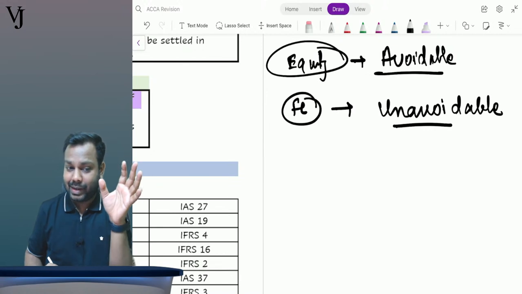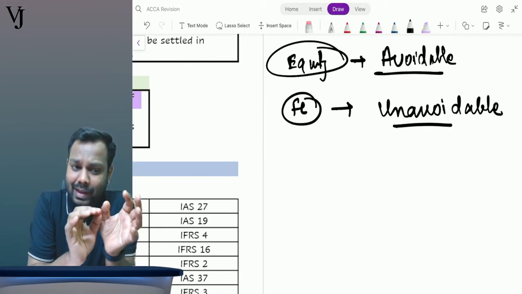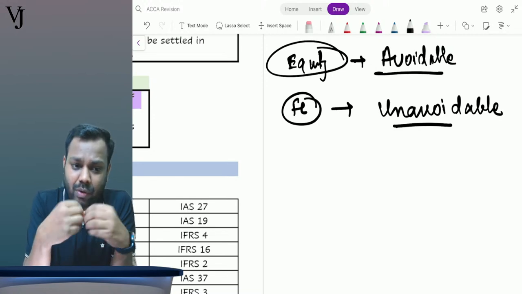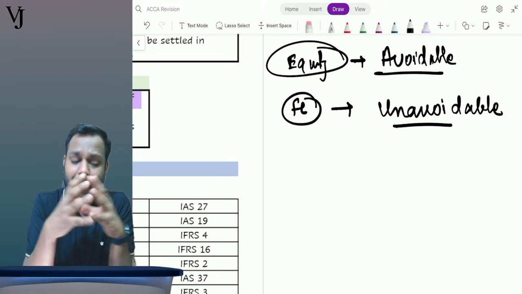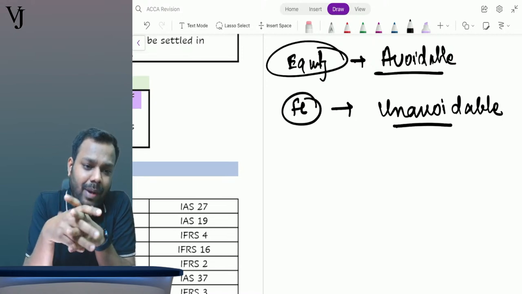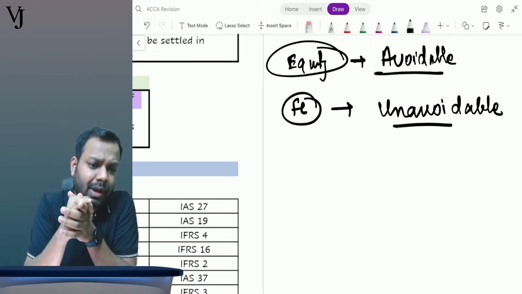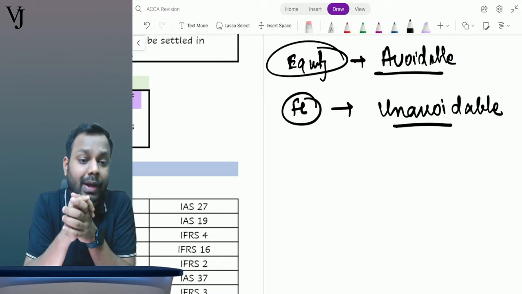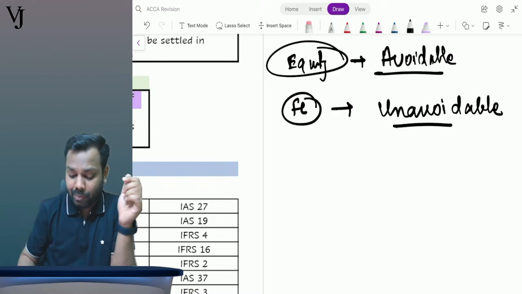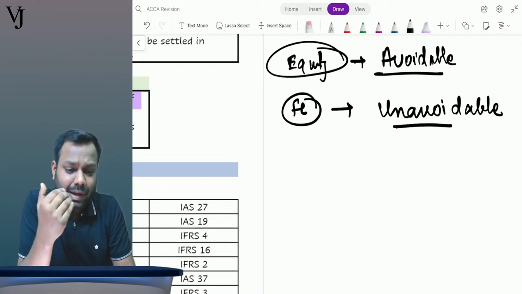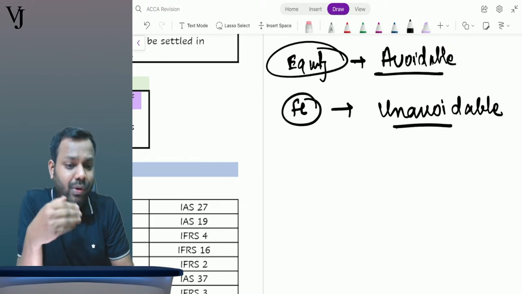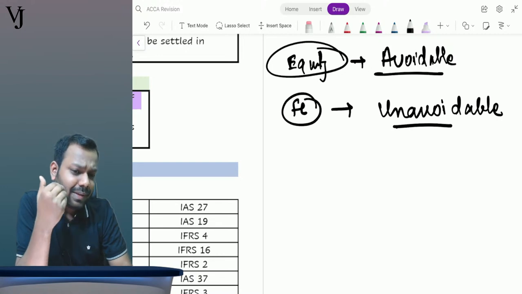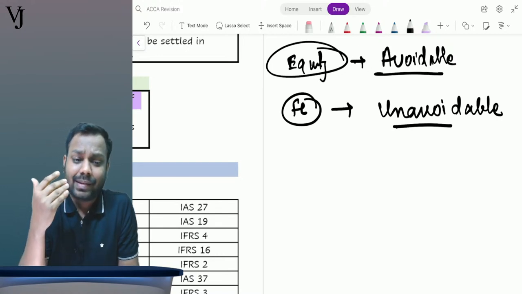Now understand. The example of financial liability is a bank loan. Now tell me, let's suppose I have taken a loan from the bank. Can I avoid the payment of interest? No, I cannot. Can I avoid the repayment of the principal amount? No, I cannot. Now, let's suppose Reliance issues equity shares. Can Reliance avoid the payment of dividend? Yes, it is at the discretion of Reliance.